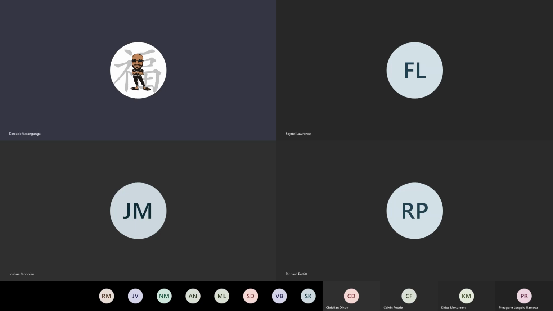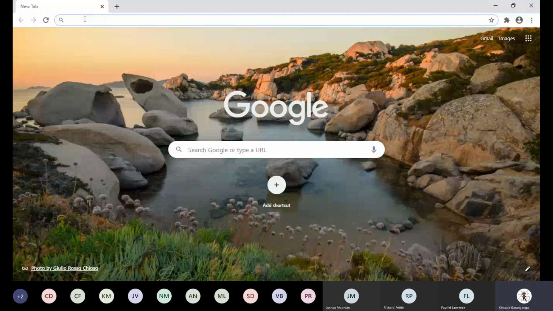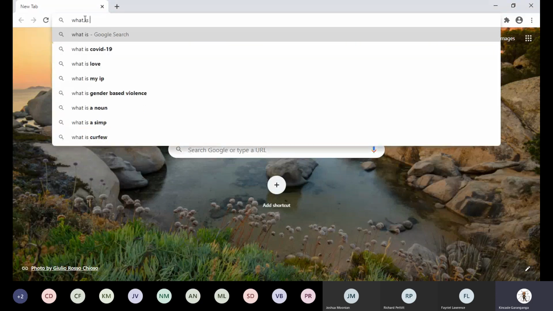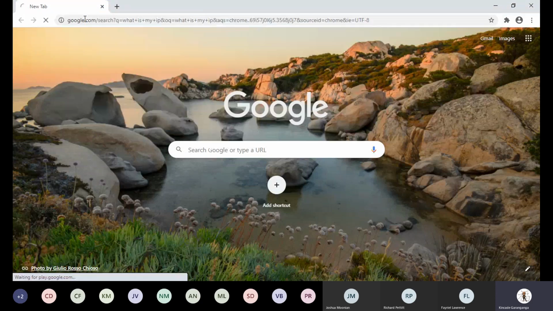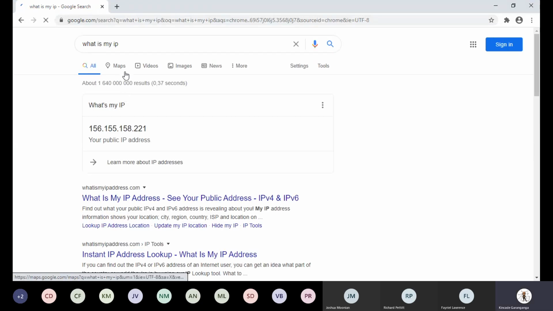Where's our browser? Okay, there. So we're going to go, what is my IP? So remember, I was sitting with 192.168.0.106, which is a private addressing scheme.